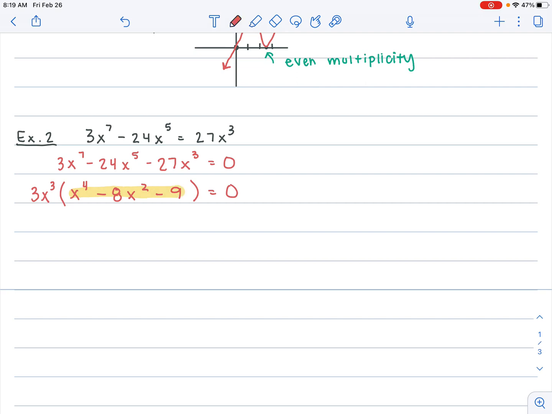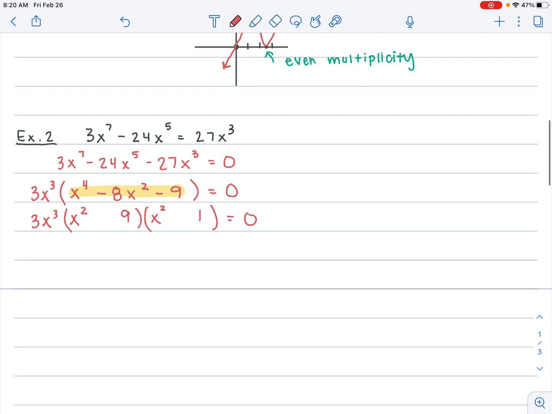Again, I've got 3 terms, so I'm going to do my trinomial and my guess and check method when I factor. What times what gives me x to the 4th? Well, x squared. What times what gives me 9? I'm looking for 3 and 3 gives me 9, but I don't think 3 and 3 will get me to that 8. So I'm thinking it's probably going to be 9 and 1.